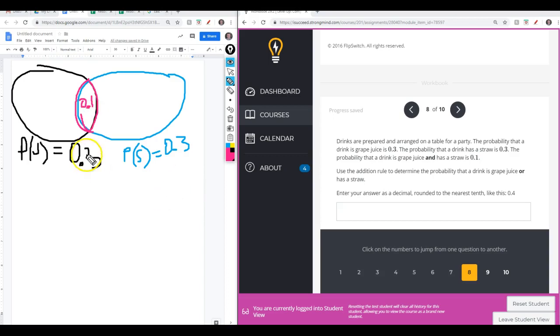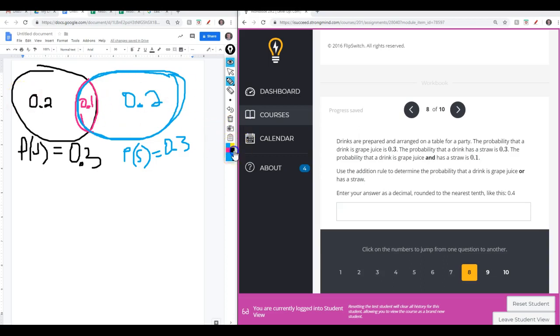So one way you could do it is you could do it visually. You could say, okay, well, what's the probability that it was grape juice and didn't have a straw? This whole total has to be 0.3. If this portion of that circle is 0.1, I know that this portion has to be 0.2. Probability that it was a straw, again, has to be a total of 0.3. So this whole blue circle has to be 0.3. If we know that this portion of it right here is already 0.1, we know the rest of it has to be 0.2.